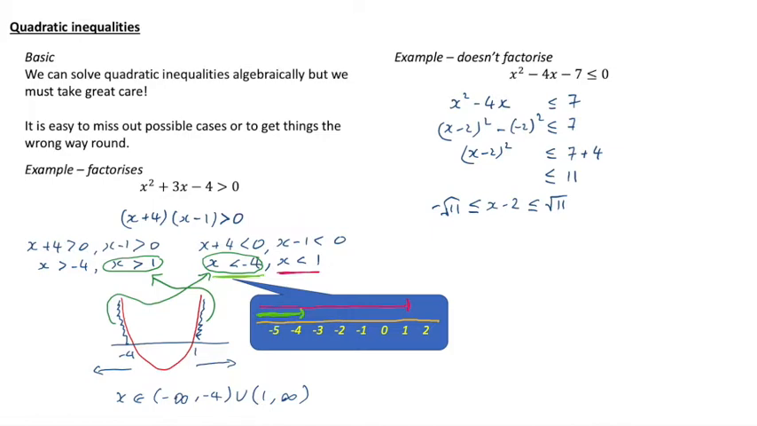What we can do to finish this off is add 2 to each of the bits there, so that will give us 2 minus root 11 is less than or equal to x, which is less than or equal to 2 plus root 11.